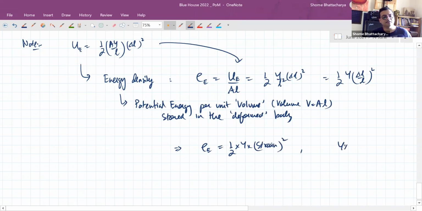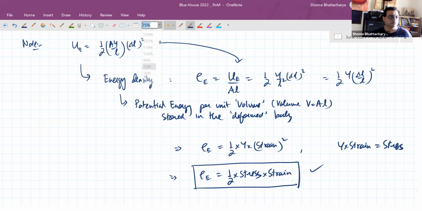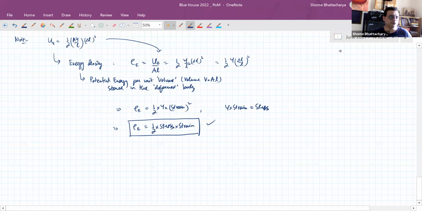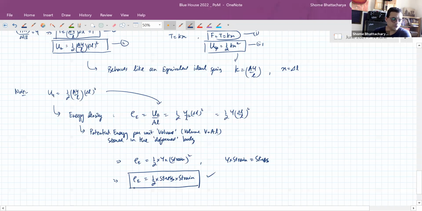But keeping in mind that Young's modulus into strain is equal to stress, we can generalize this formula: the energy density is half of stress into strain. So this becomes another important formula for us in the whole concept of elastic potential energy in a deformed body. Per unit volume, the energy stored, or the energy density, is half the product of stress into strain.